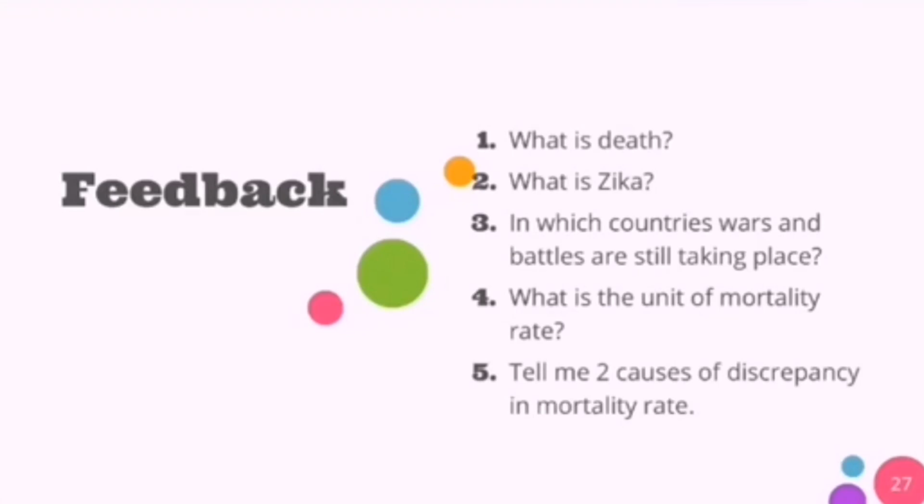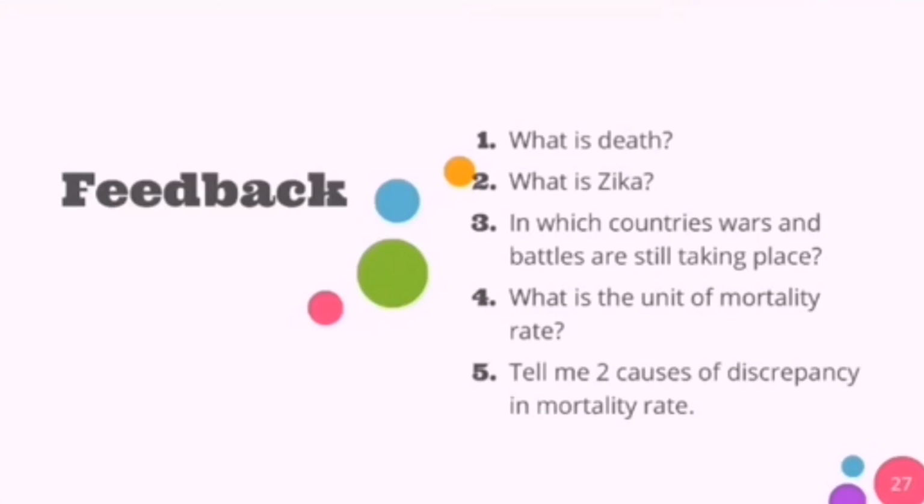Very good. Then, what is the unit of mortality rate? We have just discussed it under the answering RQs, right? And we also discussed it at the very beginning of today's class. So, can you tell me what is the unit of mortality rate? You are absolutely right. Then, tell me 2 causes of discrepancy in mortality rate. We have learned many causes that can create discrepancy in mortality rate. You may answer any 2 of them. Brilliant! I can see you have done a very good job listening to my class. Keep up the good work.